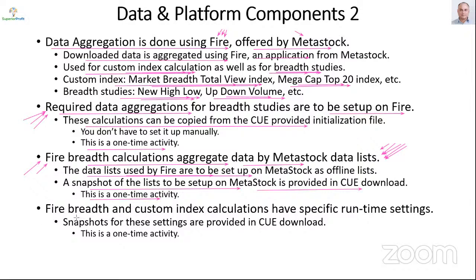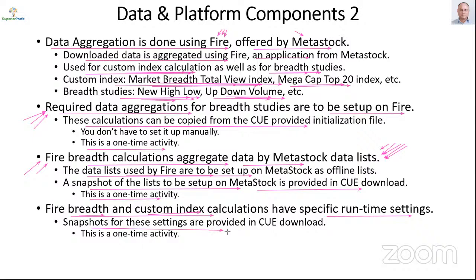After that, we have to actually run FHIR breadth calculations, or rather I should say FHIR aggregation calculations, both for market breadth studies like new high low, up down volume, as well as for custom index, for creating the custom indices. And for running FHIR for breadth studies and custom index calculations, there are certain specific runtime settings, like checking on some checkboxes, like specifying the last date for which data is to be downloaded, etc. These are runtime settings.